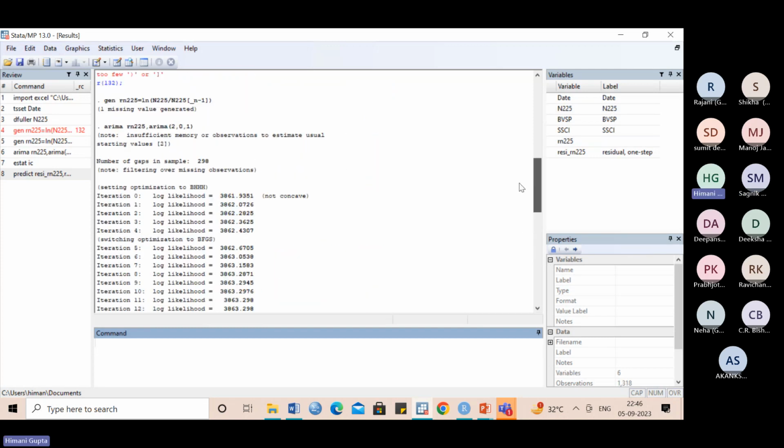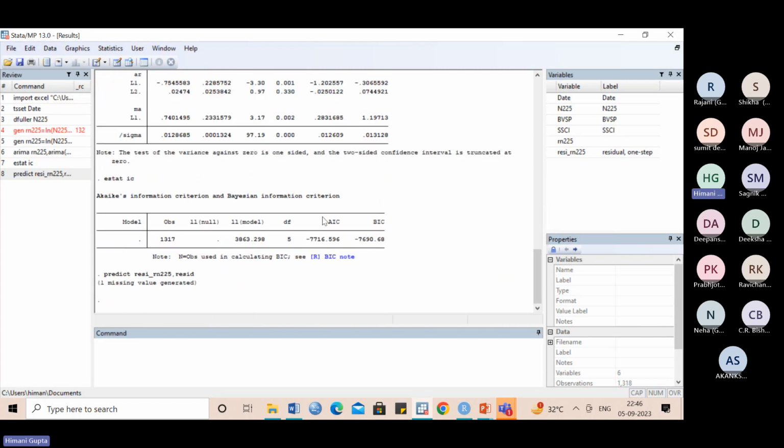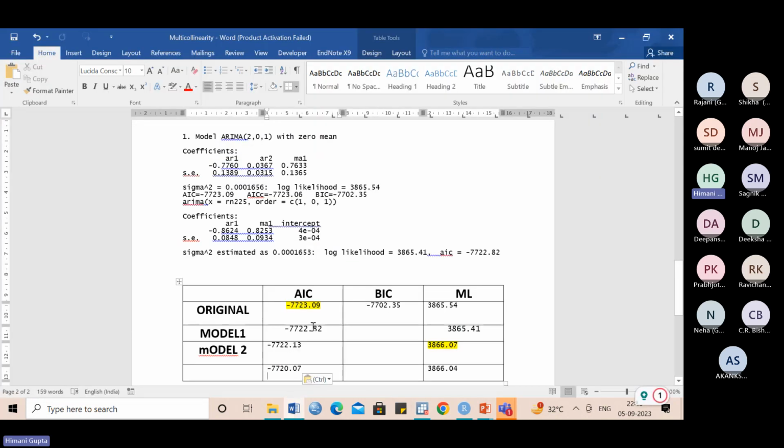I just created the model. You see that I have created one model. This is my model, I've created 2, 0, 1. And after that, I calculated the AIC, BIC of this model. Similarly, I will create one more model and I'll calculate AIC, BIC of that model. So the way I have done it over here, you will create different models. You will calculate AIC, BIC and the maximum log likelihood and then compare which model is the best model.